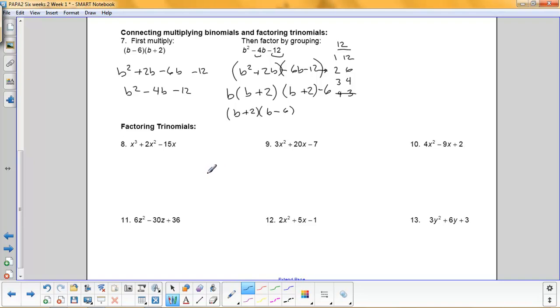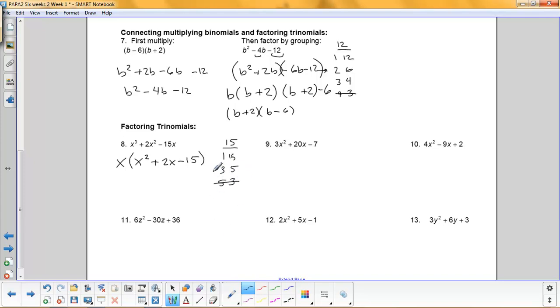Remember, beginning with this, you must start by factoring out the greatest common factor. Notice there is a greatest common factor in question number 8, and that is the value x. What's left inside is x squared plus 2x minus 15. You're going to write all the factor pairs of 15, and that's 1 and 15, and 3 and 5. Remember, once you repeat factor pairs, you're finished.